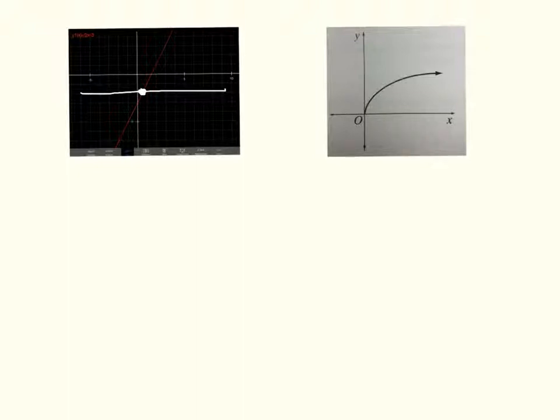The graph on the right is the square root function. This would be y is equal to the square root of x. And again, if we perform our horizontal line test anywhere on the graph, it only touches in one place, which means it passes the horizontal line test and it makes it one-to-one.